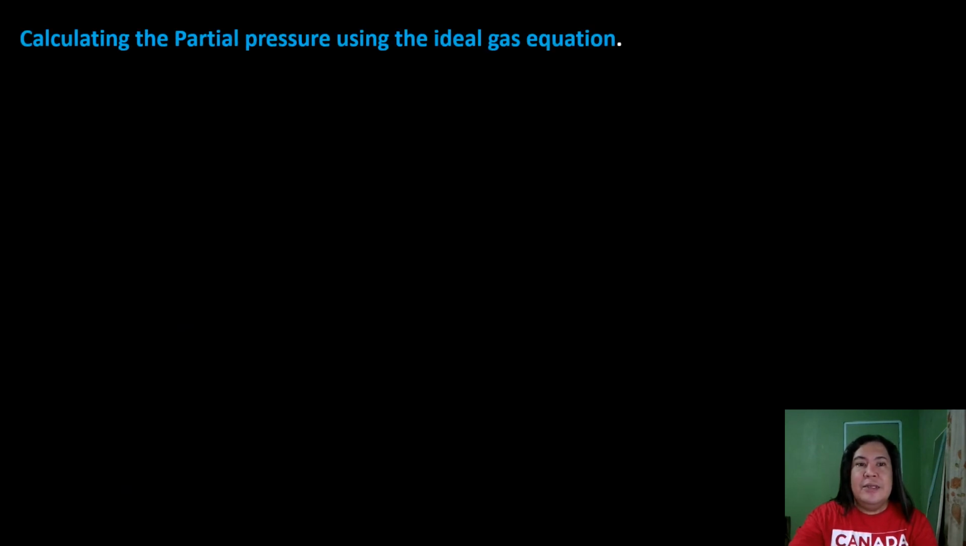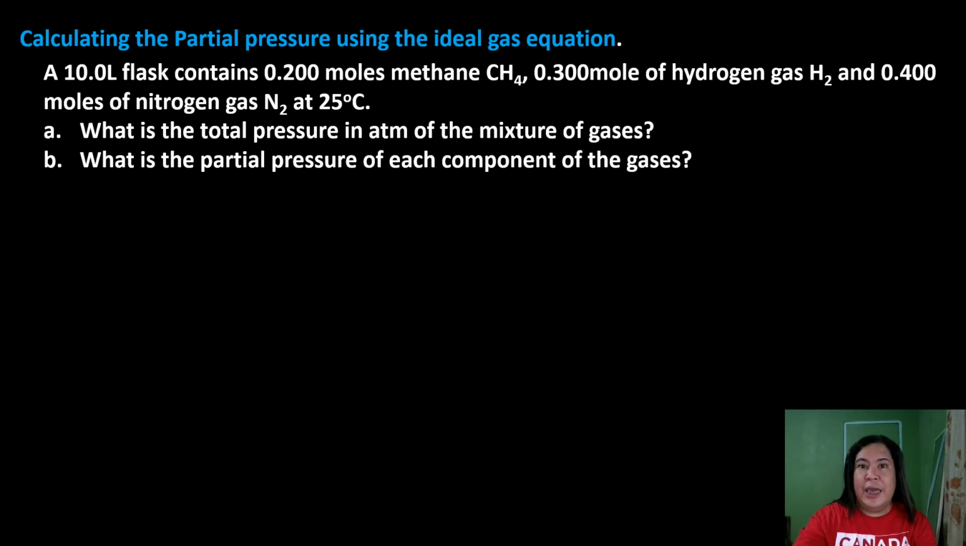Now, calculating the partial pressure using the ideal gas equation. You already know some of the different gas laws, since we discussed them during your junior years in high school. For today, we'll be using the ideal gas equation in calculating the partial pressure. This is another formula. A 10-liter flask contains 0.200 moles of methane, 0.300 moles of hydrogen gas, and 0.400 moles of nitrogen gas at 25 degrees Celsius. A, what is the total pressure in atm of the mixture of the gases? And B, what is the partial pressure of each component gas?